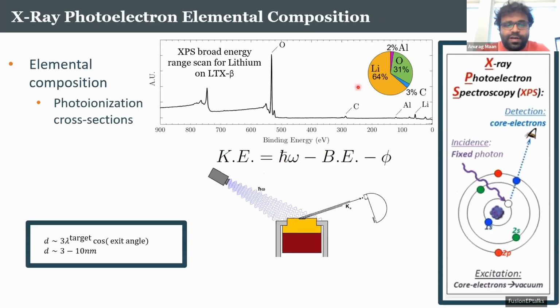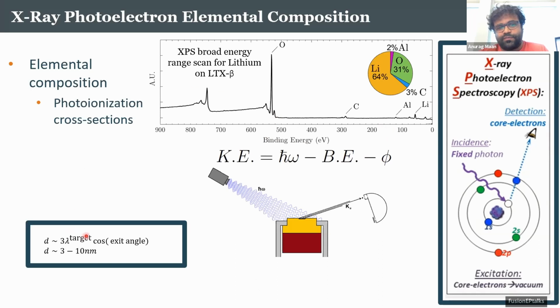So just a little primer for those who aren't familiar with XPS. XPS is a surface sensitive technique where you shine photons of a known wavelength at a surface, which can then knock out core electrons. And if you detect the core electrons with the kinetic energy they escape with, you can identify the binding energy with which they were retained in the surface.